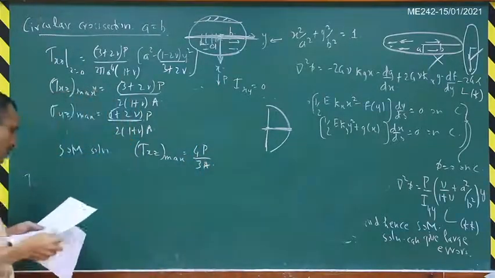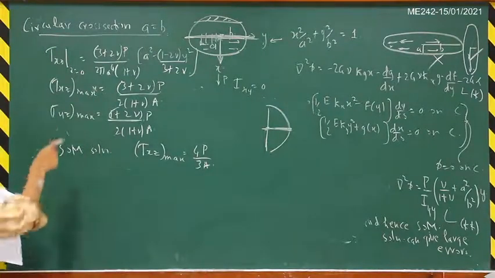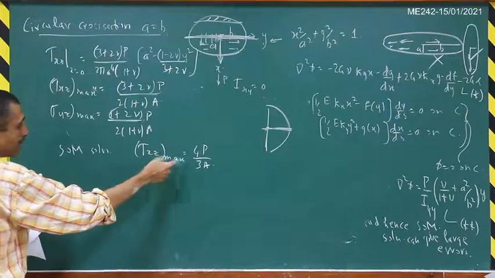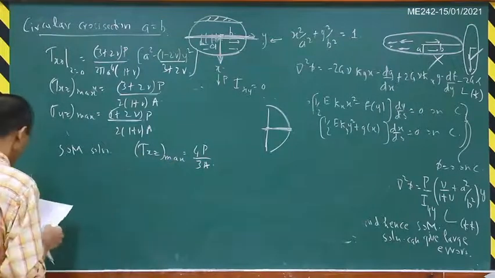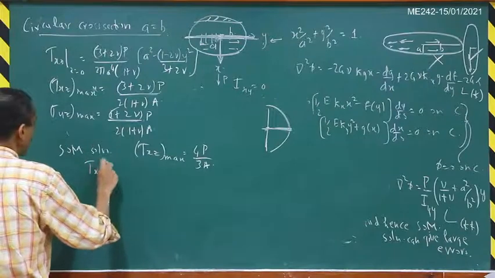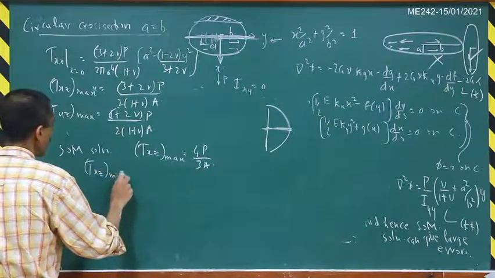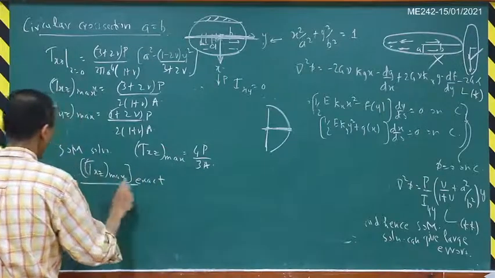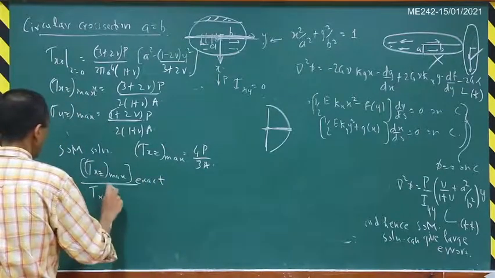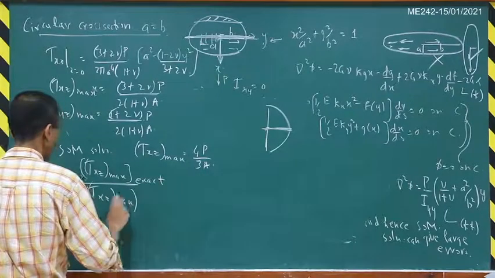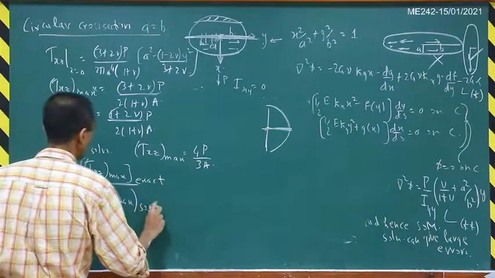Okay, now let us compare what we get from the exact theory and what we get from the strength of material solution here. So you will get tau xz max from the exact solution divided by tau xz max from your SOM solution, that is, the strength of material solution.